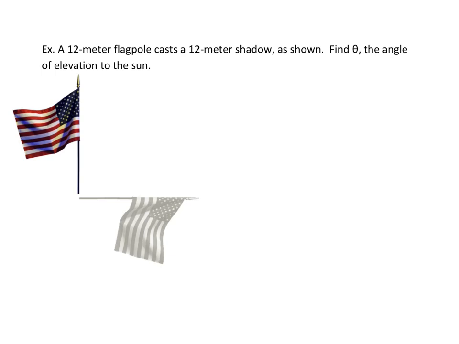Alright, in geometry there's a million word problems you can come up with. Here is one common example. We have a 12-meter flagpole that casts a 12-meter shadow. Find theta, the angle of elevation of the sun. So our angle that's coming up over the flagpole, here's angle of elevation. Angle of elevation goes up.